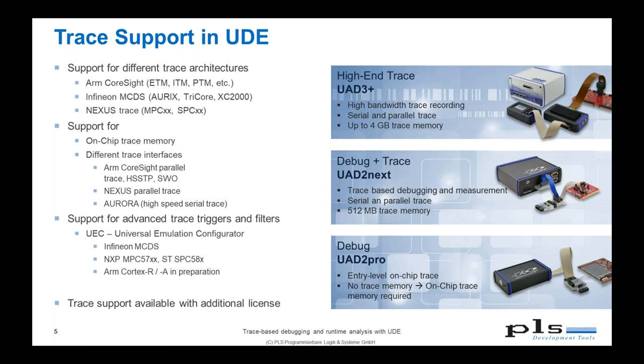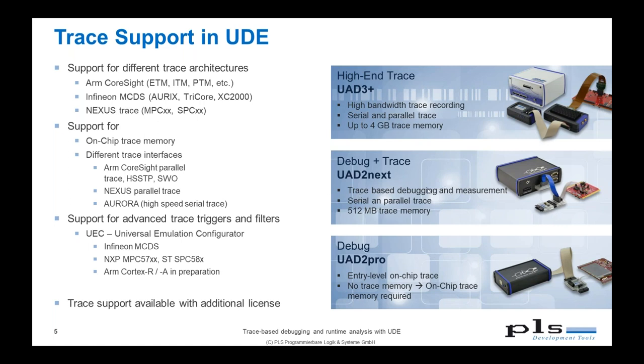So from the tool side or from the hardware side, we have trace support for all the devices that you can have together with UDE. For high-end and high-bandwidth trace, we support up to 4 GB trace memory in the UAD 3 Plus device, and also high-speed serial Aurora-based trace recording, as well as parallel trace recording. The same applies also to the UAD 2 Next.